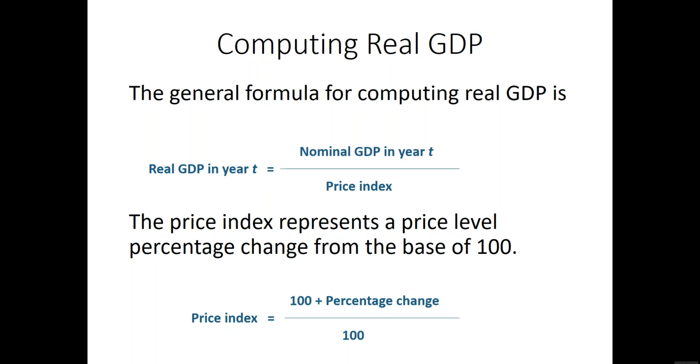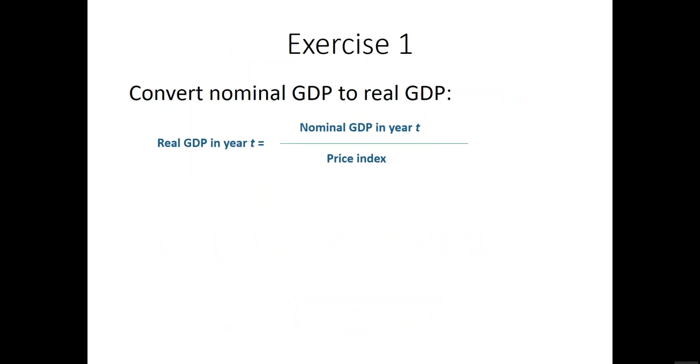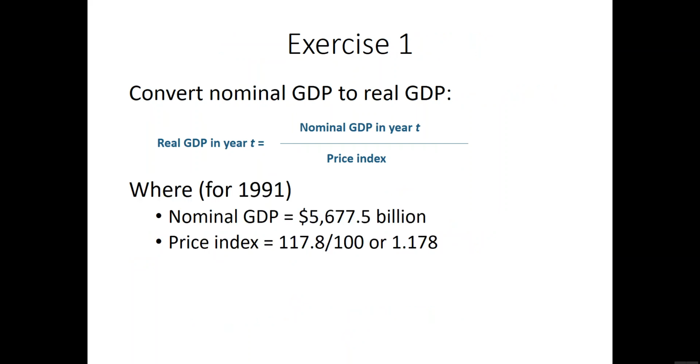Let's look at an example together so you will have a better understanding of how to convert nominal GDP to real GDP. Keep in mind this is the formula we're going to use: real GDP equals the nominal GDP divided by the price index. Let's see, 1991 is our base year. Our nominal GDP is $5,677.5 billion. Our price index in the current year is 117.8, and then we divide by the base year, which is 100. So our price index will equal 1.178.